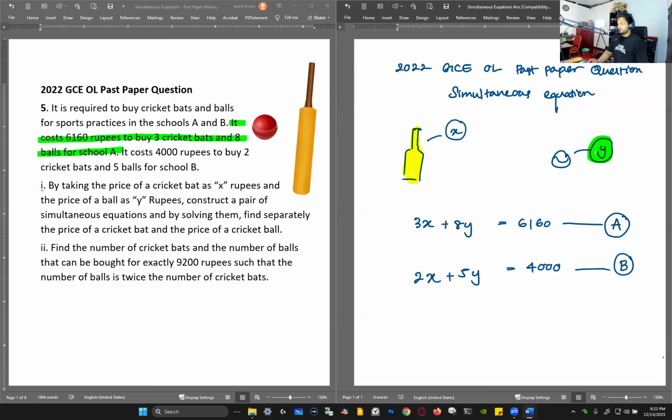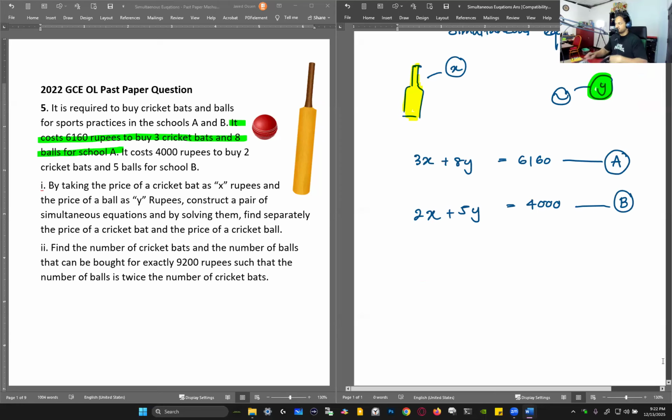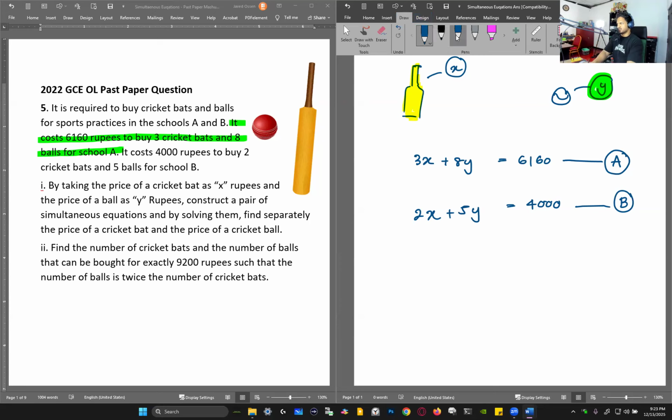So now you have to get rid of one of these variables. These are called variables. Variables means they can be any number. X can be 50, X can be 100, X can be 500, X can be 1,000, X can be negative 500, X can be any number. Y can be any number that is not given to X. There are 2 variables.